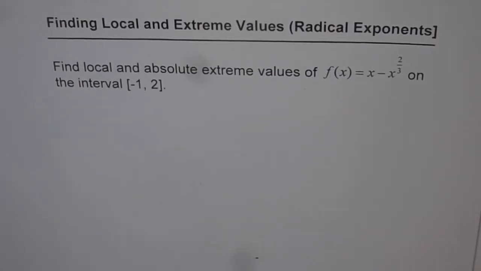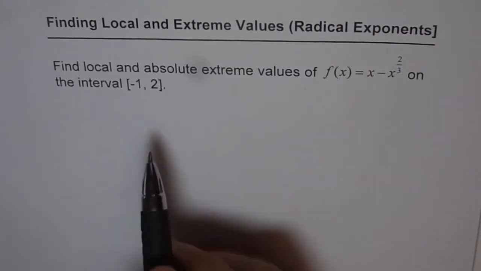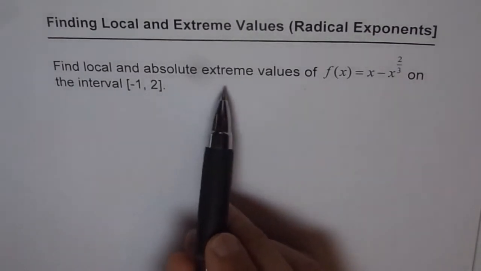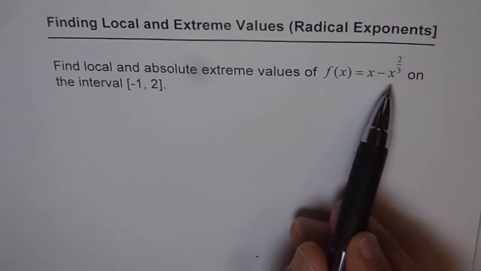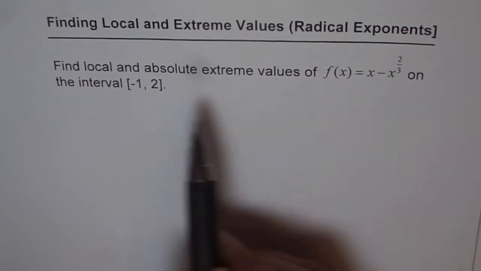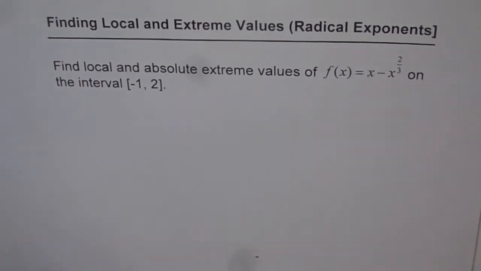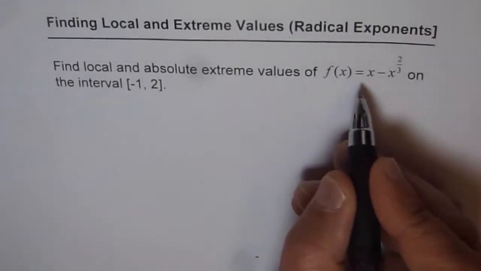Here we have a function with radical exponents, and we need to find extreme values and the local maximum and minimum for the function. So the question is, find local and absolute extreme values of f of x equals x minus x to the power of 2 over 3 on the interval [-1, 2]. So we can find the derivative of this function.